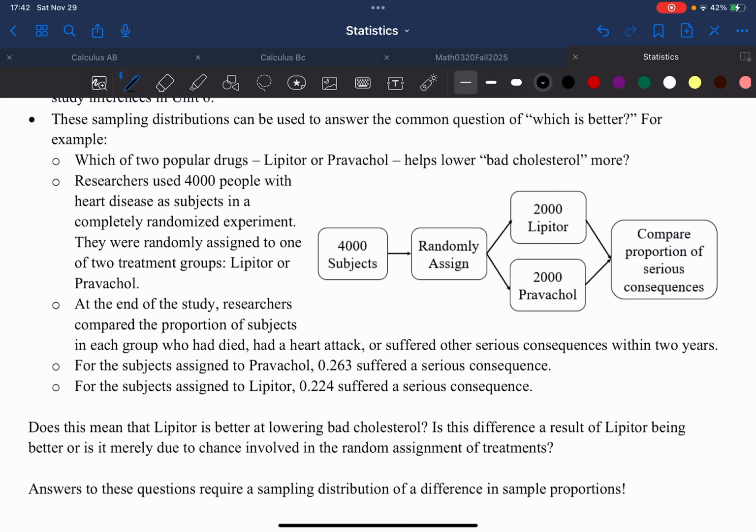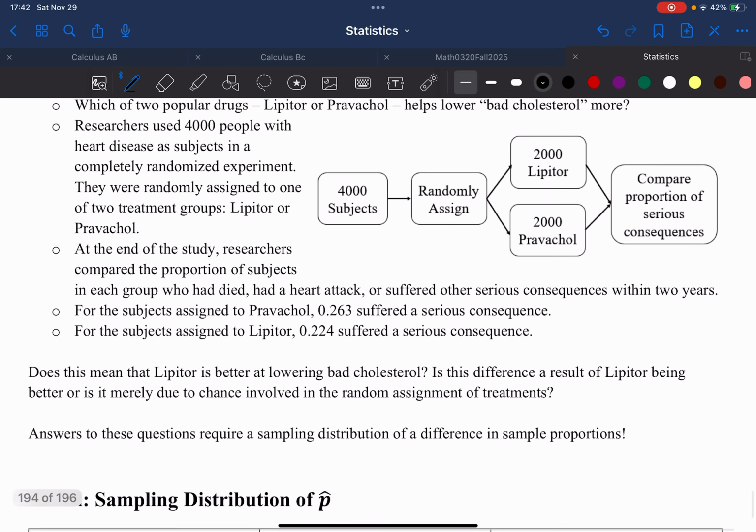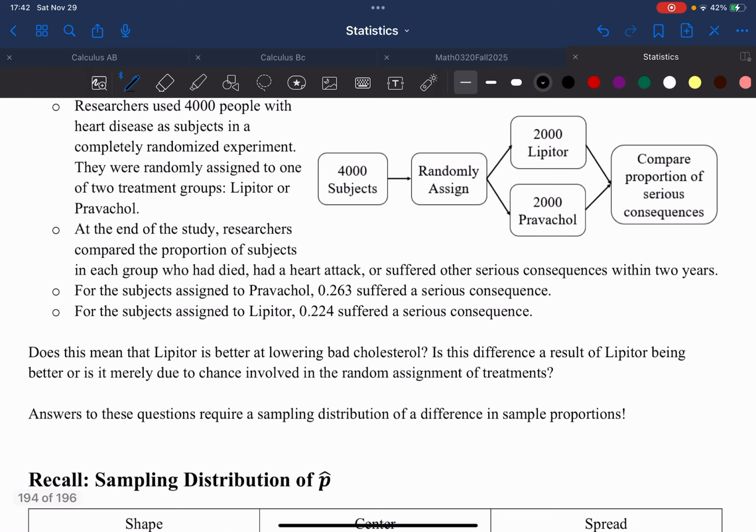For the subjects assigned to P, 0.263 suffered a serious consequence, and for subjects assigned to L, 0.224 suffered a serious consequence. Does this mean that L is better at lowering bad cholesterol than P? Is this difference a result of L being better, or is it merely due to chance involved in a random assignment and treatments? Answers to these questions require a sampling distribution of a difference in sample proportions.